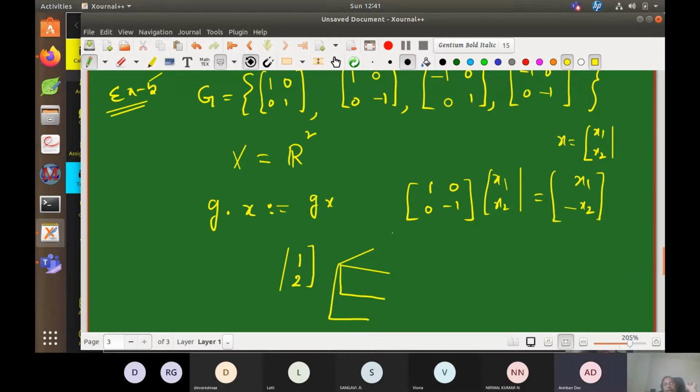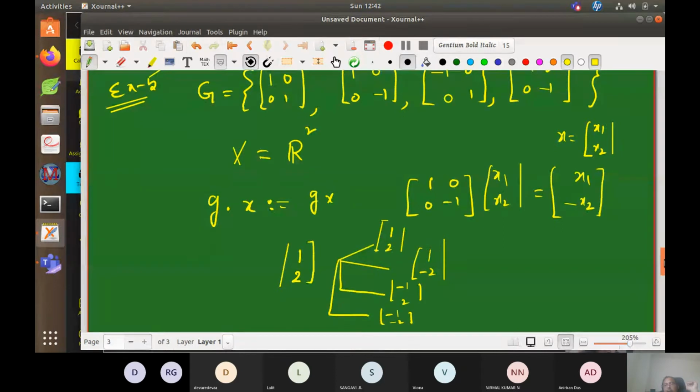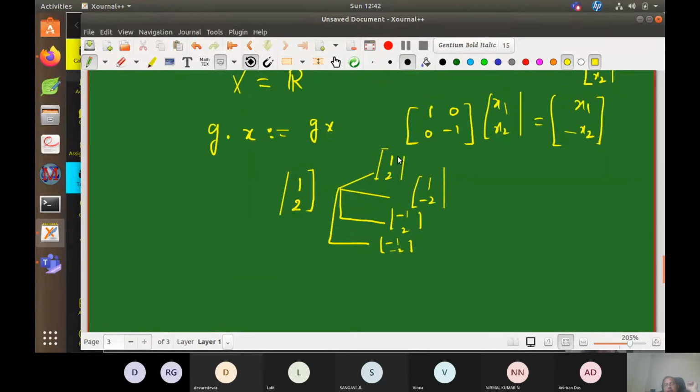We will first take the combinations. (1, 2) will go to (1, 2) by the first element, the identity. By the second element, it goes to (1, -2). The third goes to (-1, 2). Last, it will go to (-1, -2). Are you okay? None of these elements are equal, all of them are different. So later we may use it.